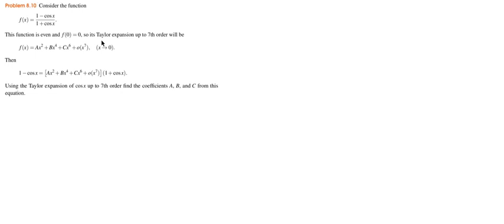So its Taylor expansion up to 7th order will be a times x squared plus b times x to the 4th plus c times x to the 6th plus small o of x to the 7, because even functions have Taylor expansions that only have even terms. In order to see this, you have a Taylor expansion of a function that's even, and you compute f of minus x, you should get the same expansion.